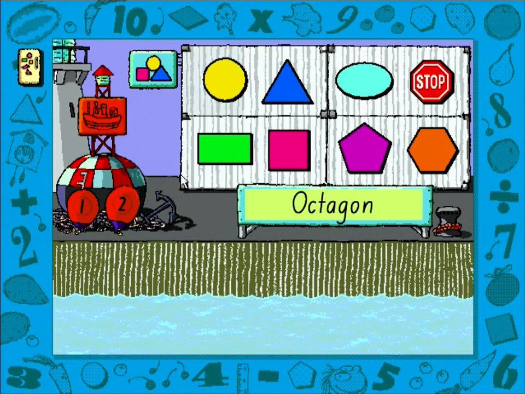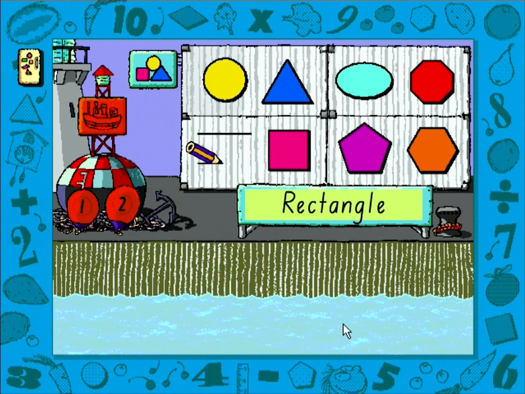Rectangle! A rectangle has four sides and four corners. It has two long sides and two short sides. A door is a rectangle.